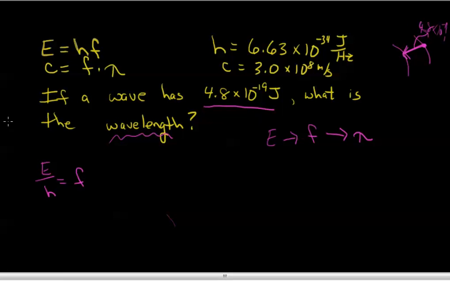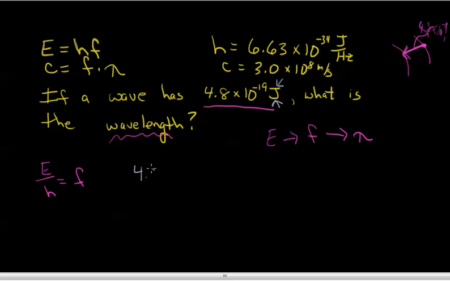So let's try this problem here. I don't know how that got there. All right. So I have a wave with this much energy. How do I know that's energy? It doesn't say the wave has energy of, it just says 4.8 times 10 to the negative 19th joules. Joules is a measurement of energy, right? That tells me that this is energy.